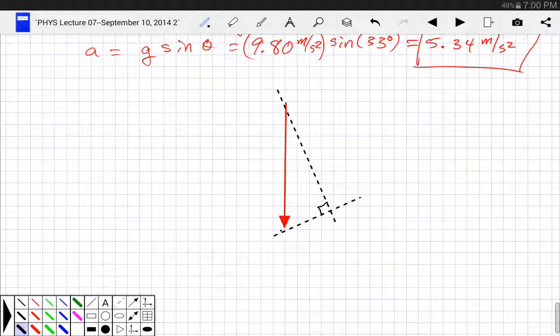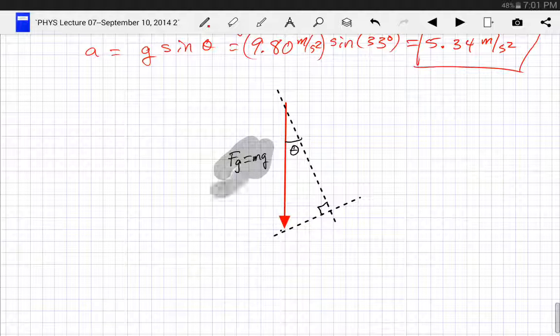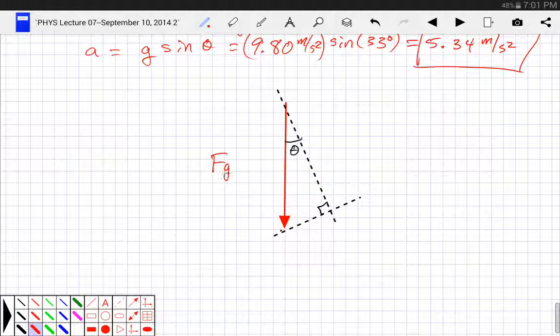Which angle is theta? Theta is once again going to be between the perpendicular to the normal and the perpendicular to horizontal. So this angle here is theta. This side here was force gravity equals mg. So to find the, actually I want to do that in red. So this side here is opposite.